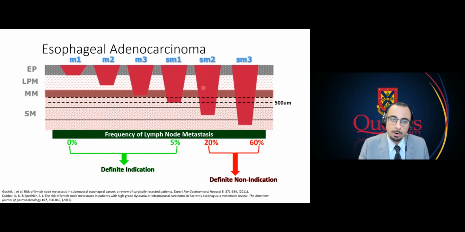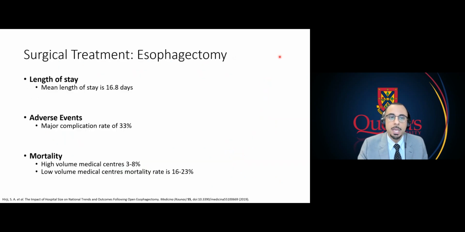For esophageal adenocarcinoma, generally the risk of lymph node metastasis is quite low from M1 to SM1. So those are generally good lesions for endoscopic resection, whereas the deeper lesions, SM2, SM3, have a higher risk, and they generally should be managed surgically. So now we'll go over the traditional surgical treatment of these two particular cases, which would be with esophagectomy. And the mean length of stay in Ontario, anyway, is about 17 days.